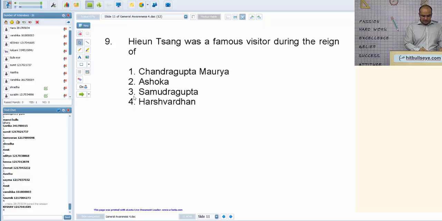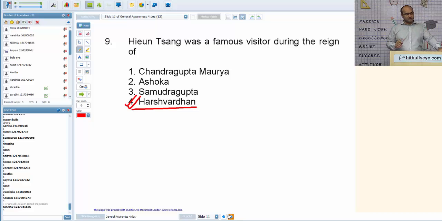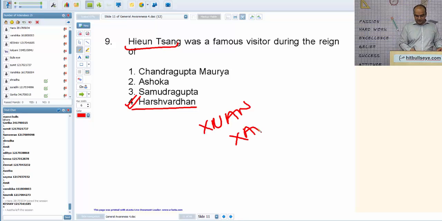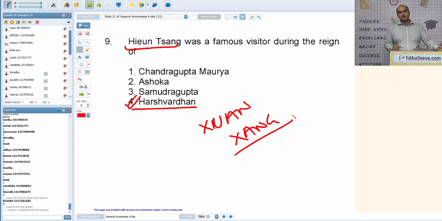The correct answer to this particular question is, of course, King Harshvardhan of the Vardhan dynasty. Another interesting bit of information: suddenly our history books have changed the spelling of Hyun Sang. Now he is mostly written as Xuanzang. So do not get confused if this is written in place of Hyun Sang.